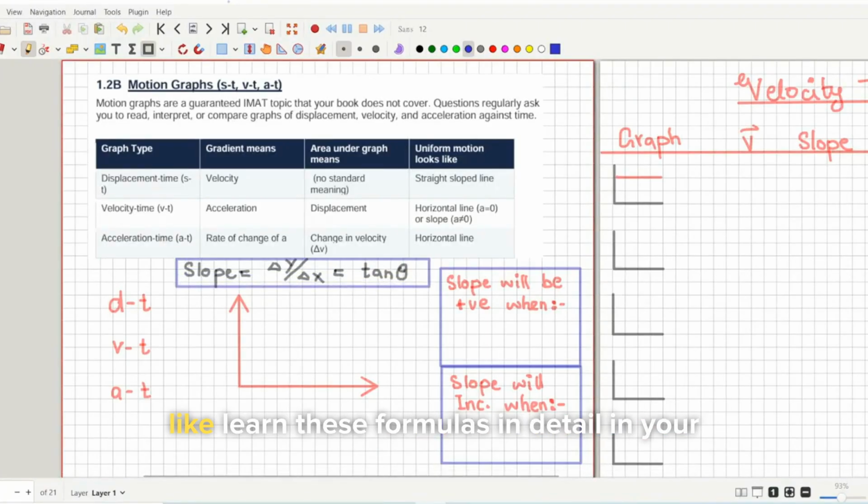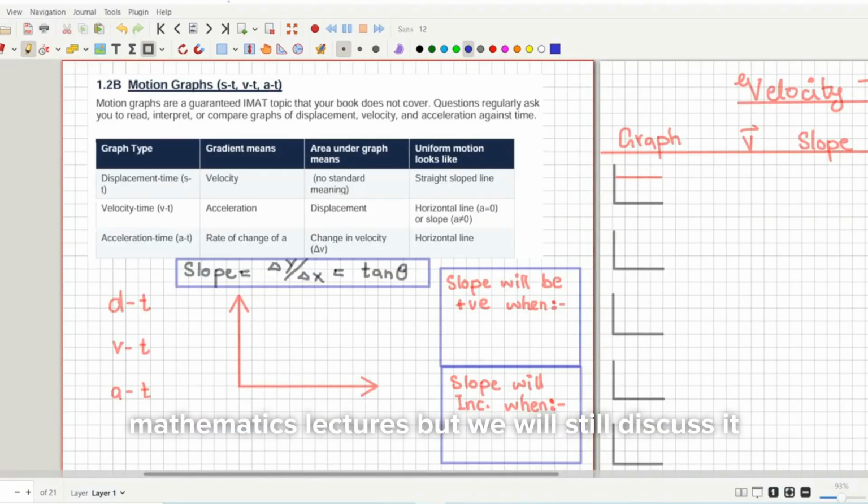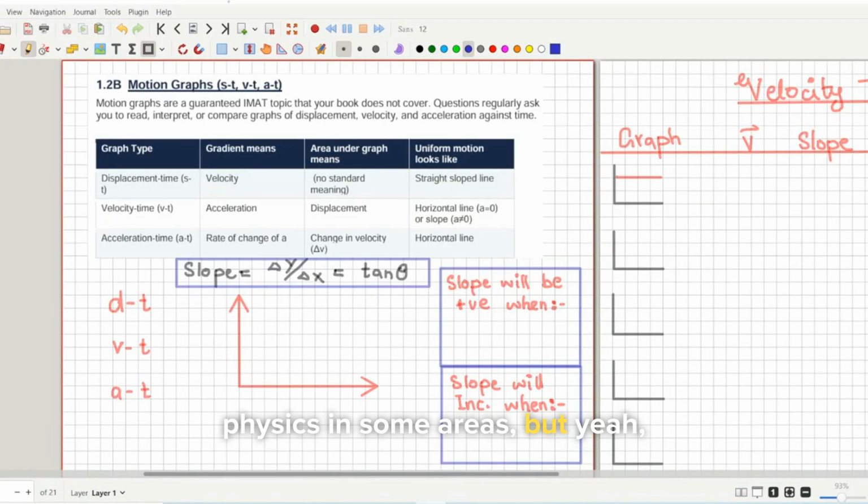You will learn these formulas in detail in your mathematics lectures, but we will still discuss the maths in our physics lectures. Math is not going to leave you. Even doing medicine, you will still need to study a bit of physics, a bit of mathematics, but not that much. Surgeons need to study mathematics and physics in some areas, but it is not that important, but still.